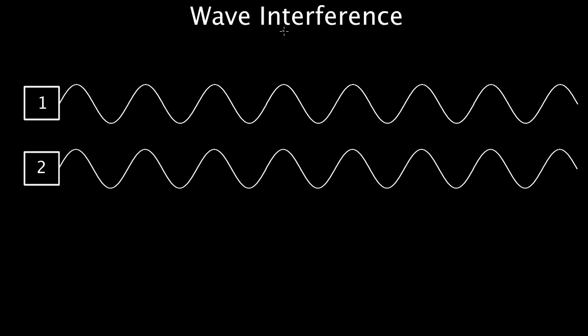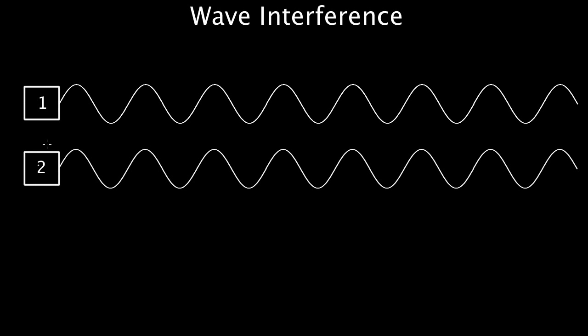If two waves overlap in the same medium, we say that there's wave interference. So this box here could represent a speaker, and this could be the sound wave it generates. Or it could represent a laser, and this would be the light wave it generates. Or it could be some sort of ripple tank generator, and this is the water wave it generates.